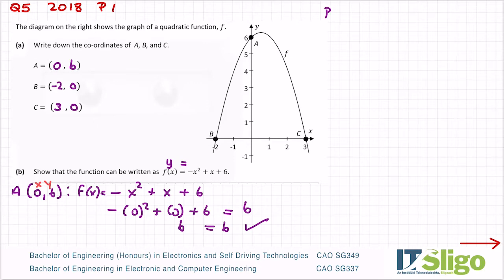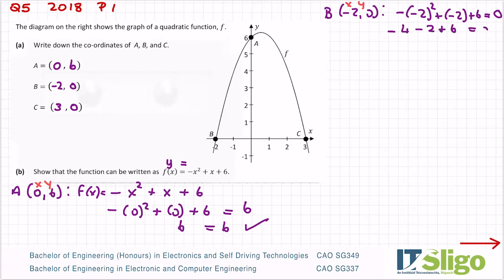Okay, let's check the point B, which is -2, 0. So that'll be -(-2) squared plus -2 plus 6. And in this case, it needs to be equal to my y coordinate for this one, which is 0. So I want to know, does that sum up to 0? So I'll have -(-2) squared is -4, -4 plus -2 plus 6, -6 plus 6 is indeed equal to 0.